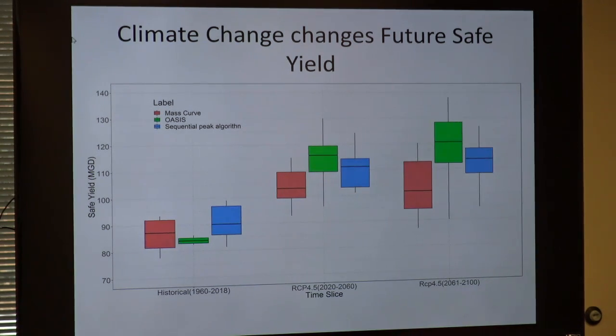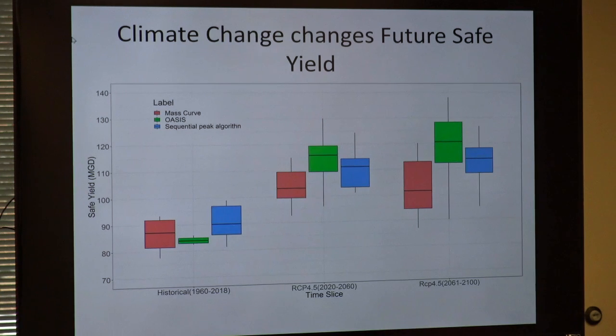So again, I'm not going to go into too many details of how safe yields are calculated. We used a few different approaches. We used the OASIS model to calculate safe yield. We have mass curve analysis, which is the historical way of calculating safe yield, and we also did sequential analysis. So we used a few different methods to calculate safe yield, and each method gave slightly different values here.